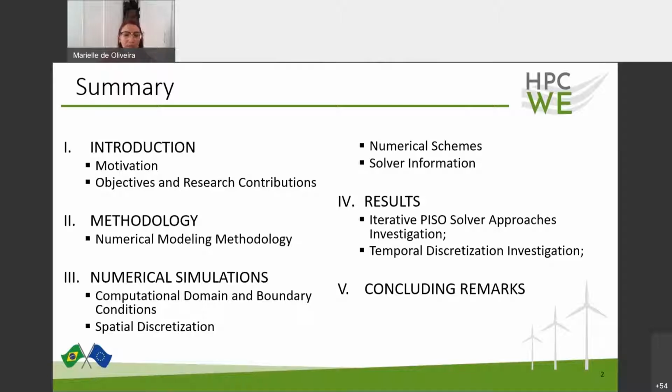In the introduction section, we will explain shortly our motivation to develop this research, in addition to the main objectives and the research contributions. In the methodology, we will explain how we conduct the solver investigation in the OpenFOAM software. In the sequence, we talk about the steps considered to perform all the numerical simulations, such as the computational domain dimensions and its boundary conditions. Also, the strategy considered for the spatial discretization, the numerical schemes considered to discretize each operator of the Navier-Stokes equations, and the solver information applied in all the simulations. Last but not least, we will present our results and the concluding remarks.